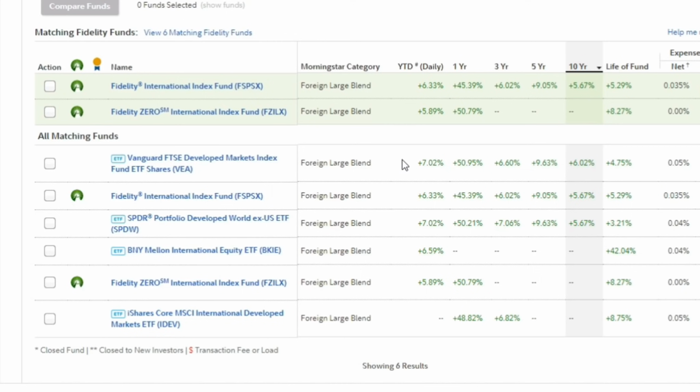It's got a year-to-date return of 5.89, 1-year return of 50.79%, and life of the fund is 8% here. Just know that this fund was created in 2018, so it doesn't have a significant historical track record. So that's how I came up with my investment strategy with my Fidelity Roth IRA, guys.